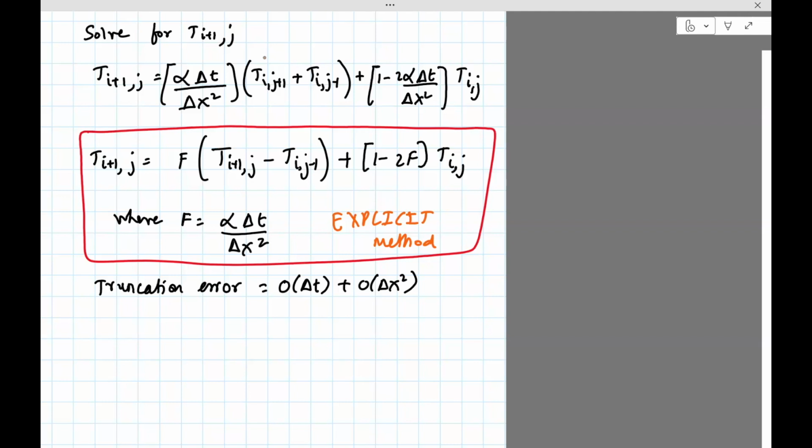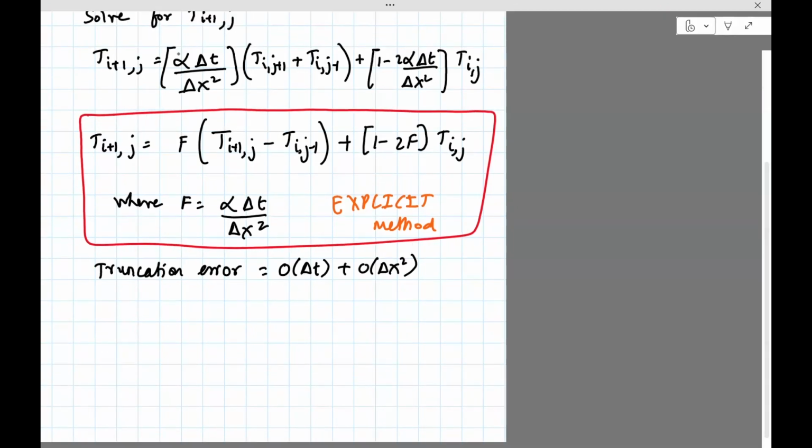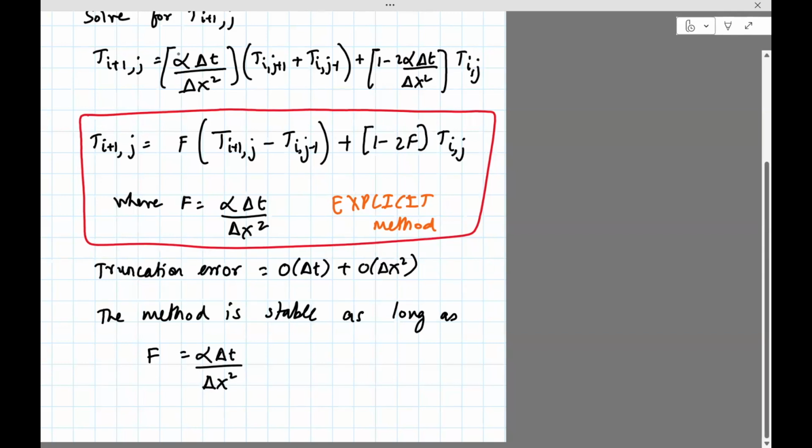But one of the good things about this method is that it directly gives you the solution for t i plus 1 comma j. The problem with the method, however, is that it is only conditionally stable. There is a condition which ensures stability. This method is stable only as long as f, which is that expression alpha delta t over delta x square, is less than half. That again should come from the Taylor series expansion. I think what happens is the solution will just grow. If you don't have that, it will not decay as is expected from the heat conduction equation. And that's why that condition should be true.